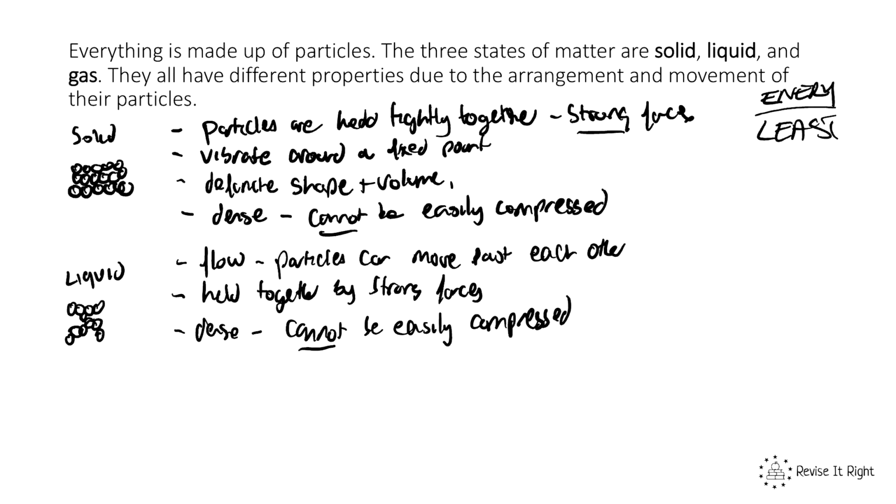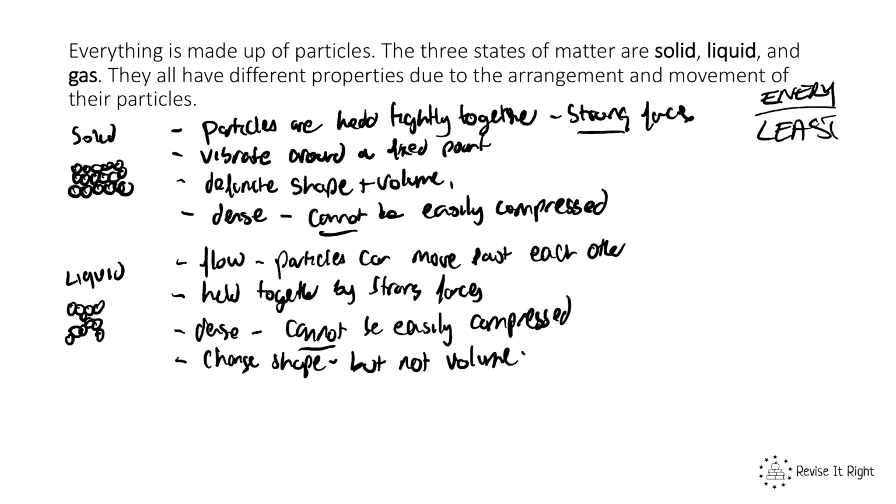A liquid can change its shape, but not volume. And we can see this when we're pouring water into different containers. When we pour it into a pan, it will take the shape of the pan. But when we pour it into a bottle, it will take the shape of a bottle.